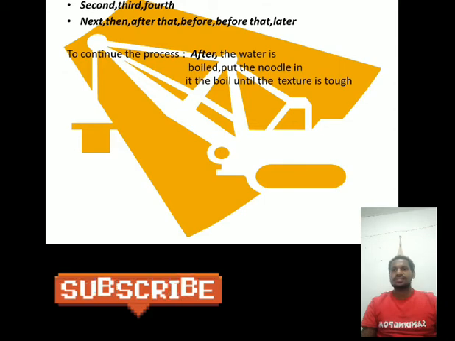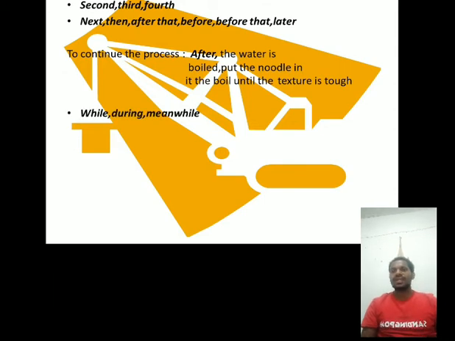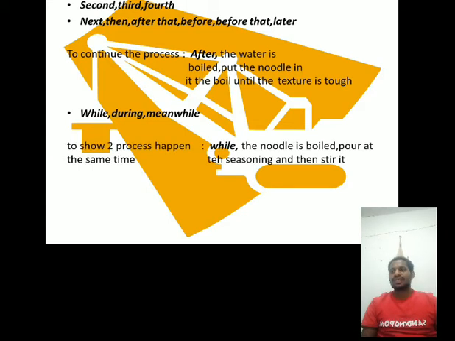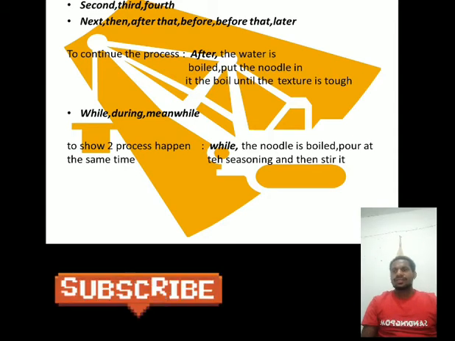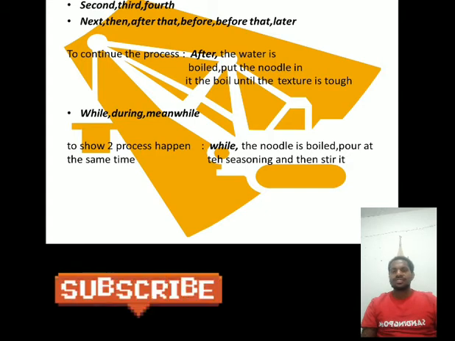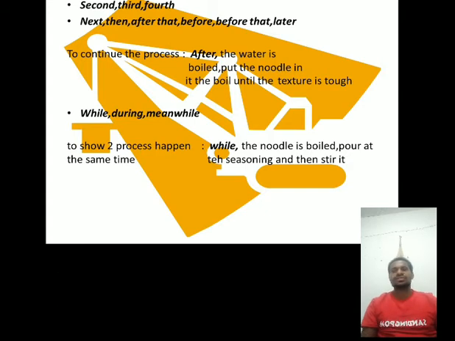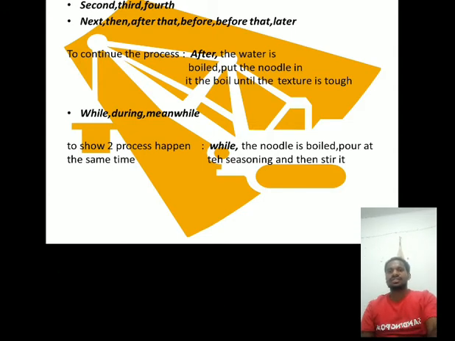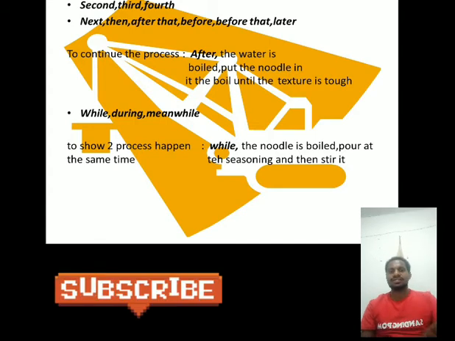So next, while, during, meanwhile, to process happen the same time. Yang seperti ini tentang while, during, meanwhile ini bisa digunakan dalam menunjukkan dua proses yang terjadi dalam waktu yang sama. Contohnya, while the noodle is boiled, pour the seasoning and stir it.